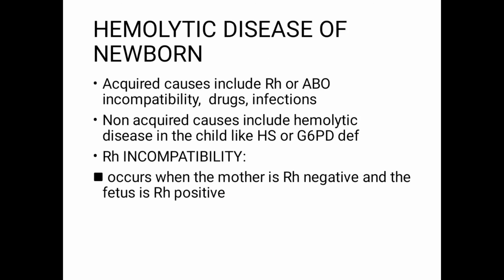Hemolytic disease of the newborn. As talked about earlier, the acquired causes include Rh or ABO incompatibility, drugs which can cause extravascular or intravascular hemolysis, and infections. Non-acquired causes include hemolytic anemias like hereditary spherocytosis, in which there is an intrinsic RBC defect, and G6PD deficiency, in which the cells are particularly prone to stresses like hypoxia, acidosis, and infections.